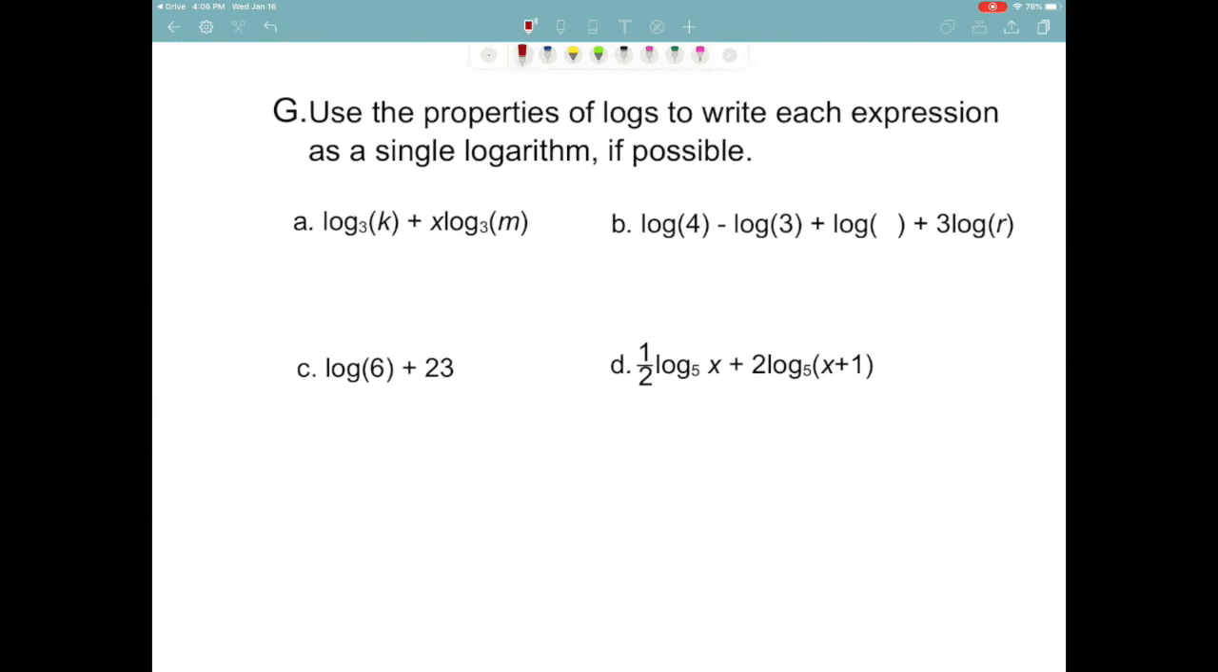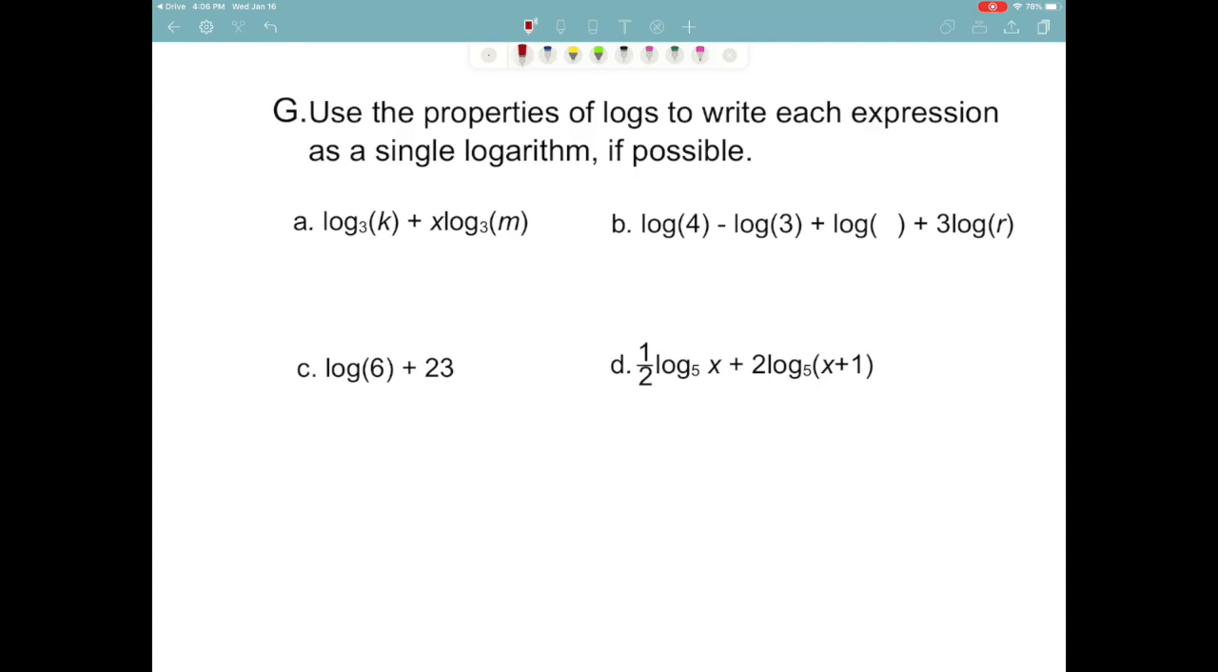Moving on to G. Use the properties of logs to write each expression as a single logarithm if possible. This might be a good time to pause the video, try to work some of these out, and then play it to see if you get them right or wrong.